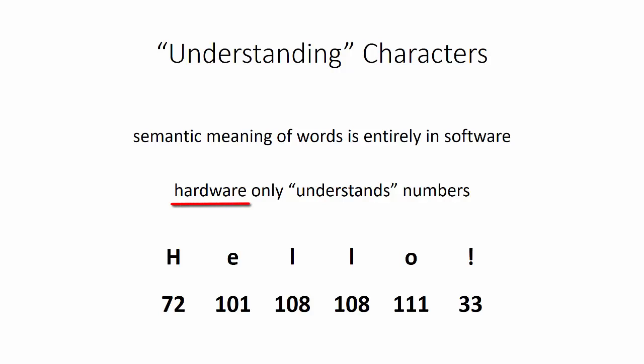So the hardware of a computer, the CPU, only represents numbers. It's all done in software of the computer that interprets those numbers as letters. The computer has no semantic meaning of words. That is entirely done in software.